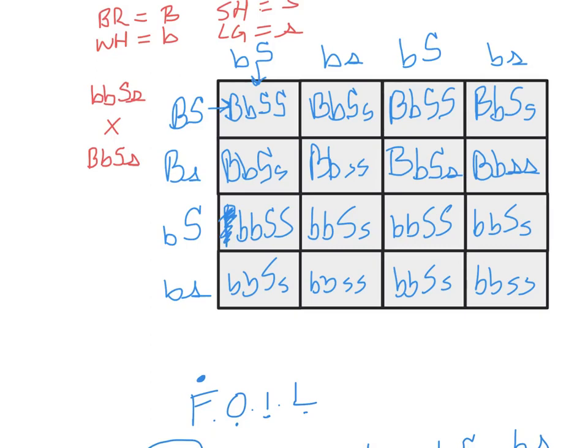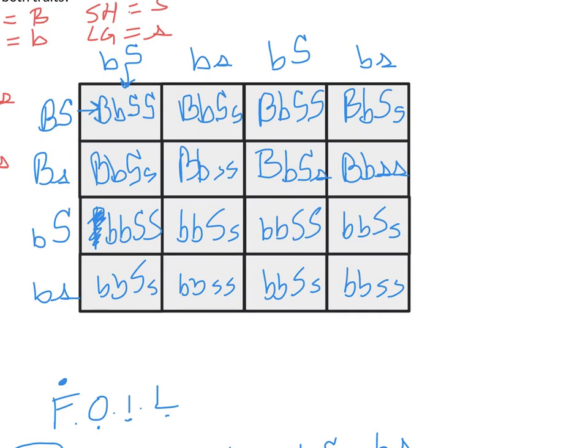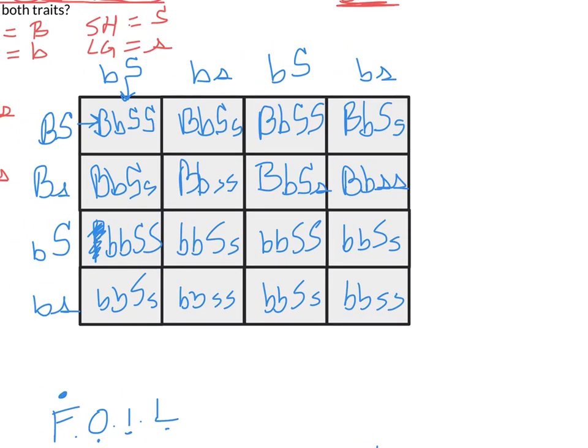Now comes the part where we figure out the phenotypes for the offspring. I would never ask you to put down the genotypes just because there are so many different gene combinations. So I'm only concerned with writing down what the kids would actually look like, okay?